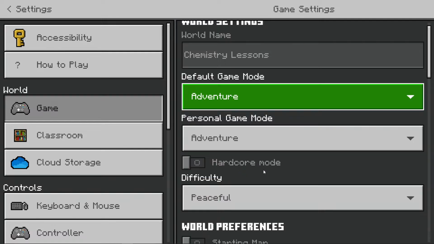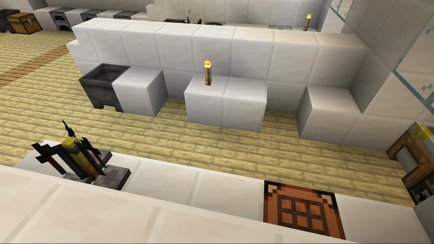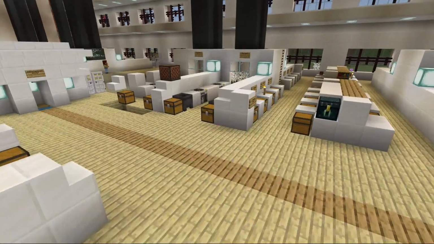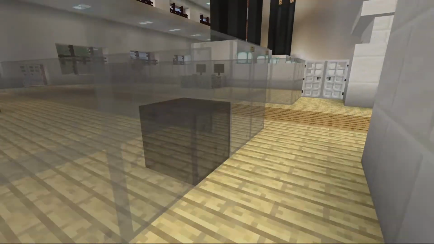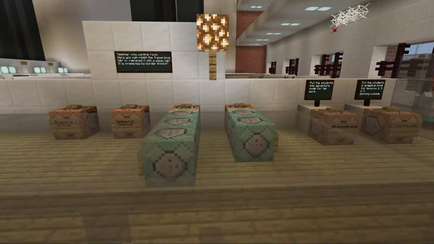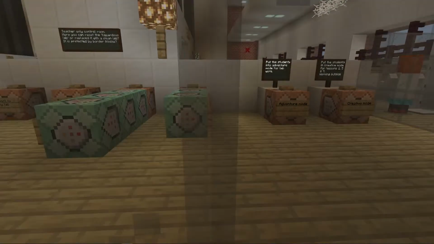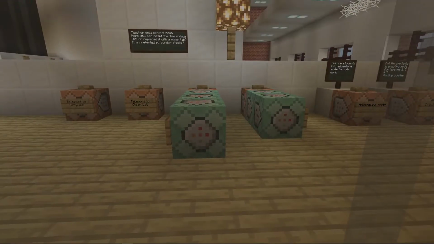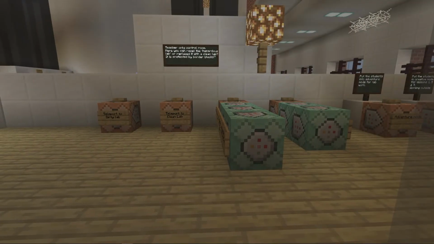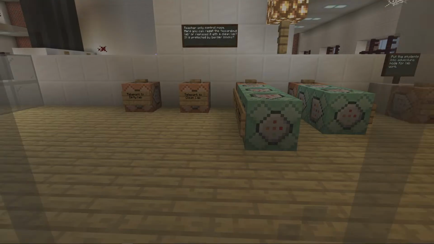I'm gonna try setting it to adventure to see if that actually flags something in the game. And I can't play around anymore once you change that setting. Still nothing. Put the students into adventure mode for lab work. Put the students in creative mode for lessons 1, 5, and 7, working outside. Oh, it is protected by border blocks.